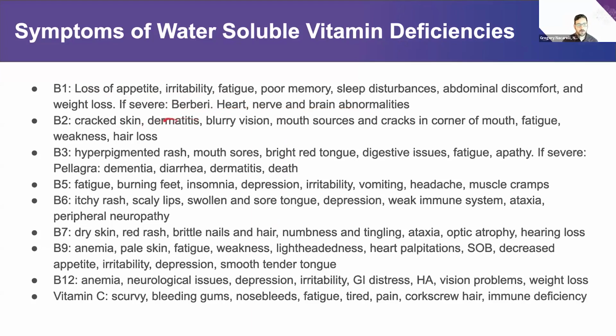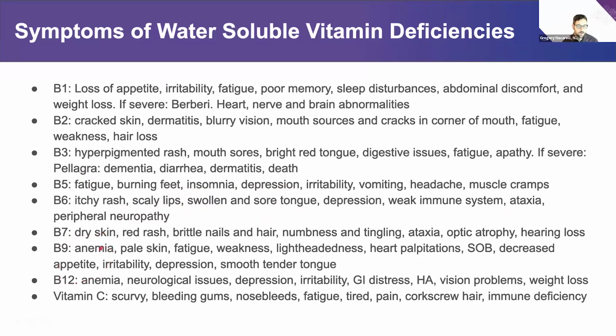With B2, always think dermatitis, cracked skin, especially in the corners of the mouth. With B3, some non-specific symptoms, but in severe cases, there's pellagra, which is the 4Ds: dementia, diarrhea, dermatitis, and unfortunately, death. With B5, I always think of it as an adrenal support vitamin. So if B5 is low, think a lot of fatigue symptoms, but also impairments in sleep and depression, irritability. B6, you get similar symptoms if you are in toxicity versus deficiency. So lots of neurological symptoms, especially ataxia, peripheral neuropathy, and you can experience some swelling of the tongue if deficient in B6. B7, biotin, think hair, skin, and nails if someone is deficient.